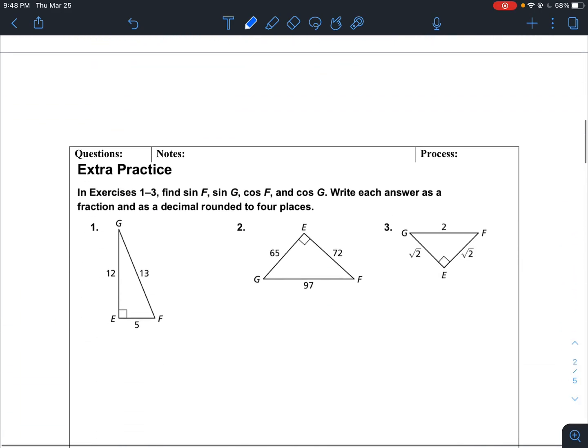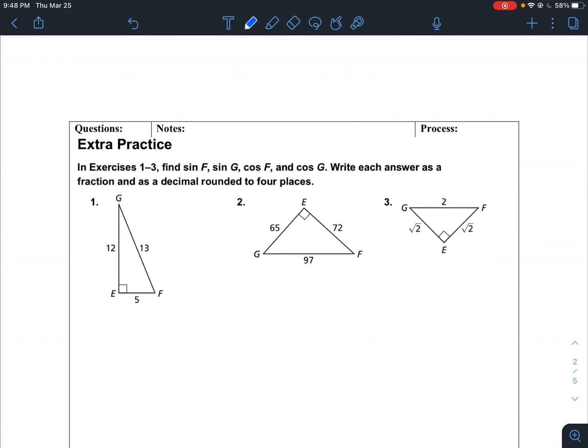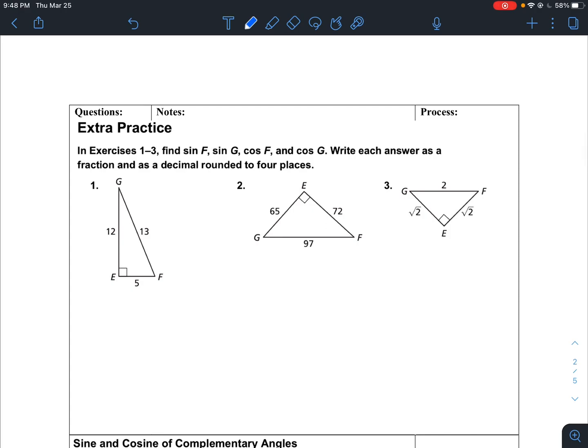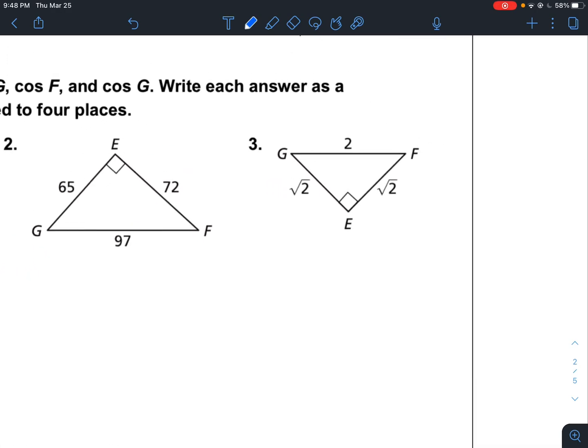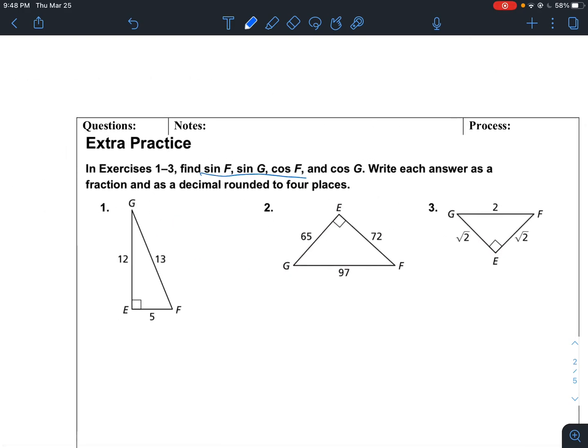Okay. So here's some extra practice problems for us right here. Let's look at number 3. I want to cover this one because it has radicals here. So we want to find sine of f, sine of g, cosine f, cosine g.